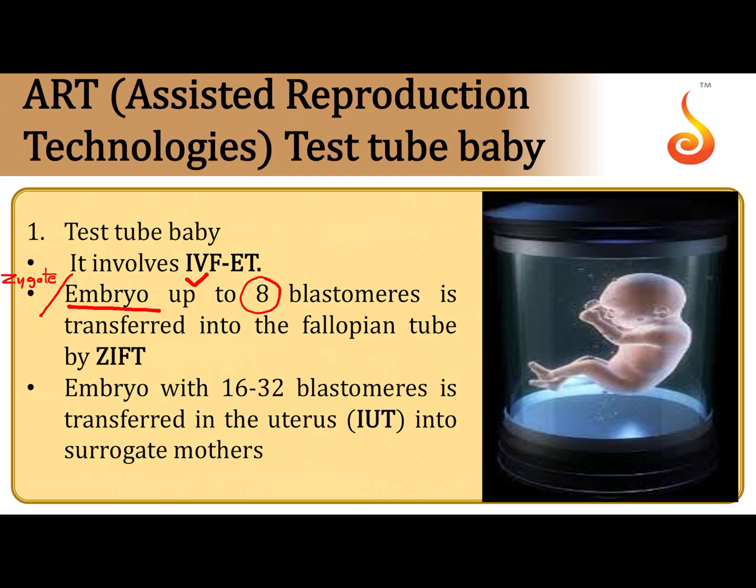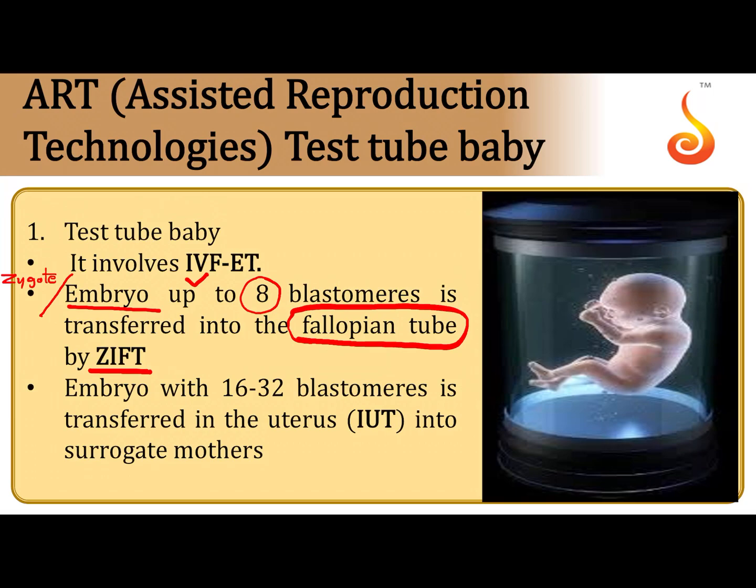So remember, either the zygote or the zygote is allowed to develop into an embryo which has less than 8 blastomeres, and this stage of the embryo is transferred directly into the fallopian tube of the recipient woman, and this phenomenon, this process is called zygote intrafallopian transfer. So always remember, in zygote intrafallopian transfer, you either transfer the zygote or an embryo less than 8 blastomeres.